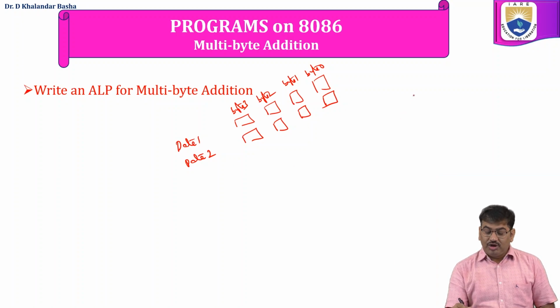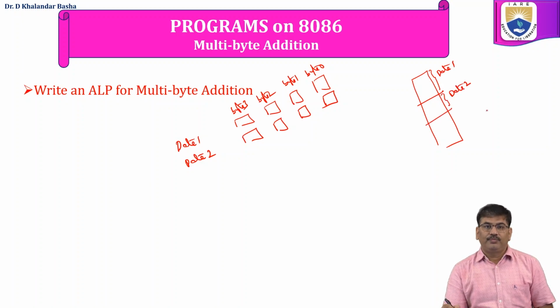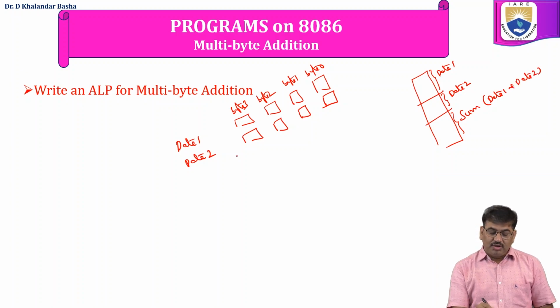This data is going to be stored in the memory. This memory slot is for data 1. The next 4 memory locations are for data 2. Next we have reserved space for the sum of data 1 and data 2. After addition, byte 0 of data 1 is added with byte 0 of data 2, and it is going to be stored in the sum byte, that is S0 byte.